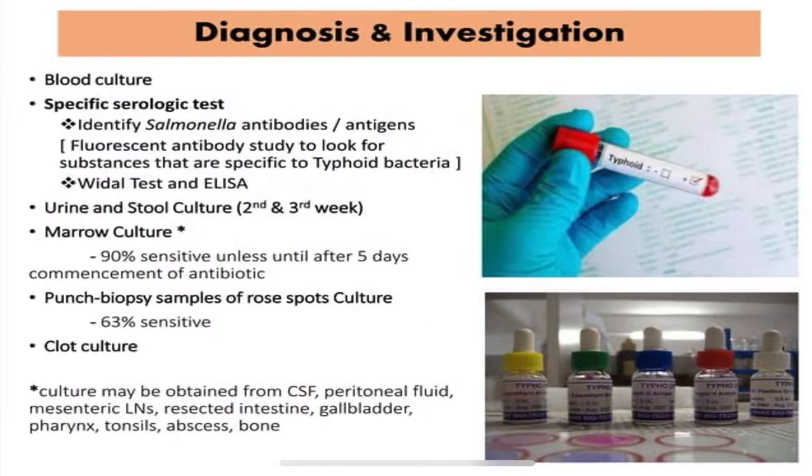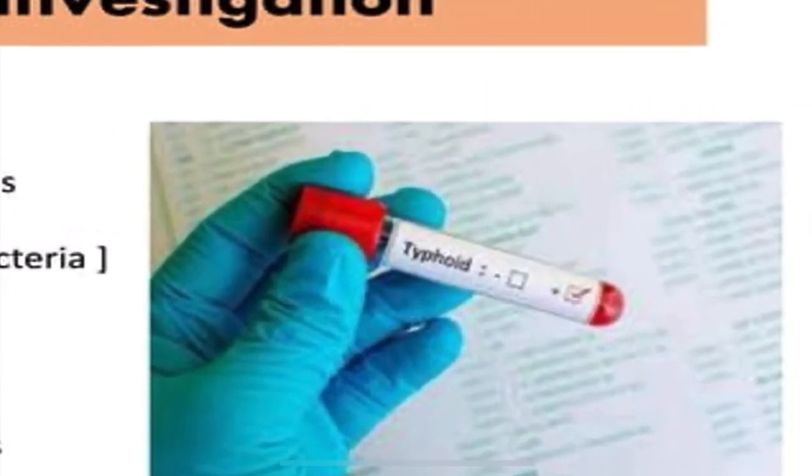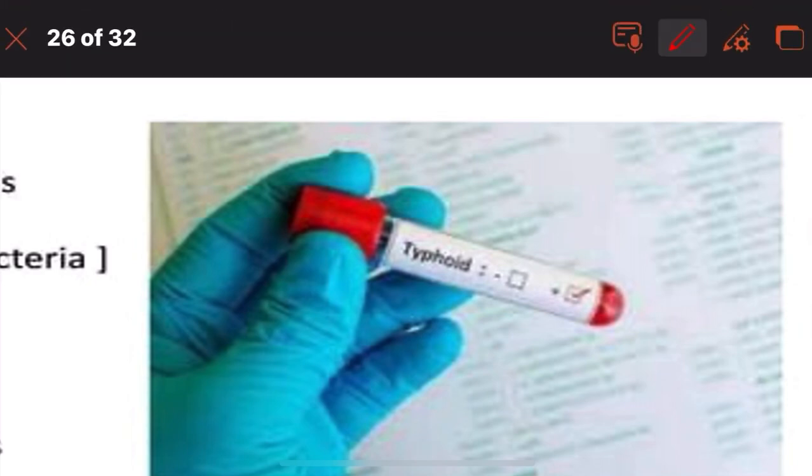So let me explain the fluorescent Vi antibody test. This is a serological test. You can see it is a serological test. This Vi antibody test, let me write down what you have to remember. Fluorescent.